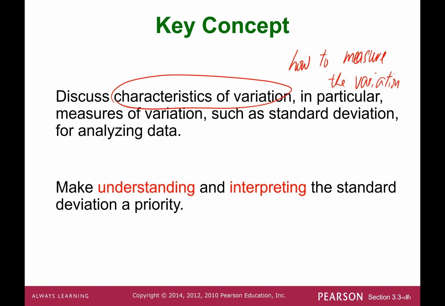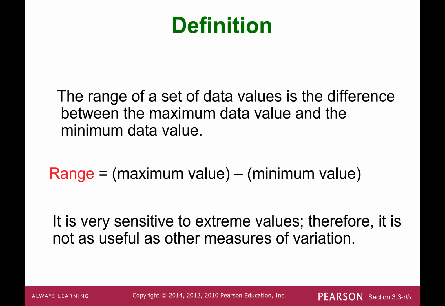So basically we use some index like standard deviation and variance to measure the variation. Let's first take a look at the definition. The range of a set of data values is the difference between the maximum data value and the minimum data value. So range equals maximum value minus minimum value. Because we include the maximum and minimum value in the calculation, range is very sensitive to extreme values or outliers.